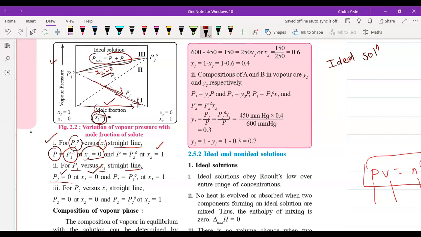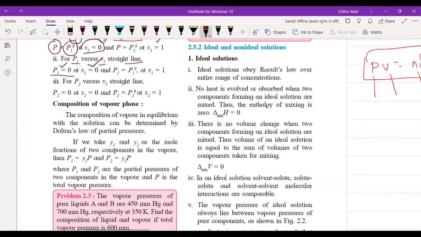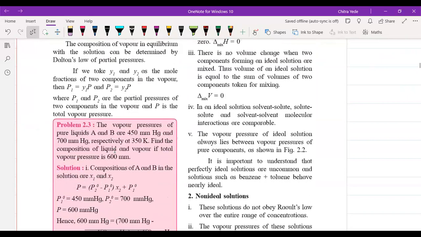It is the opposite in the third case. Here X2, the mole fraction of solute, is not going to change or affect the vapor pressure. Okay, so all these three things directly affect the vapor pressure of the solution. Now we have composition.